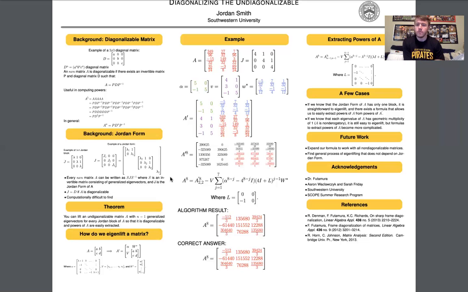So of course, future work: we want to expand on our formula to work with all non-diagonalizable matrices. Obviously, that's the goal. And then we want to find a general process of eigenlifting that does not depend on knowing the Jordan form beforehand.